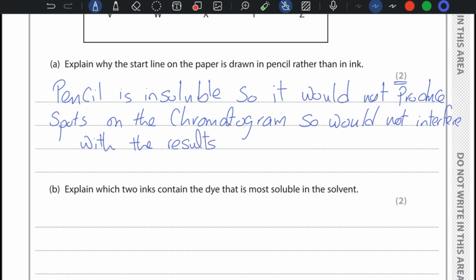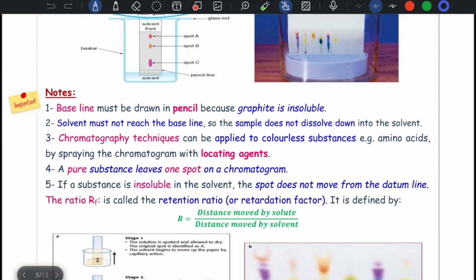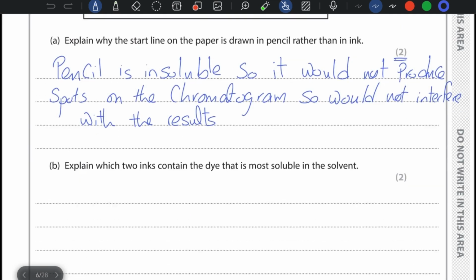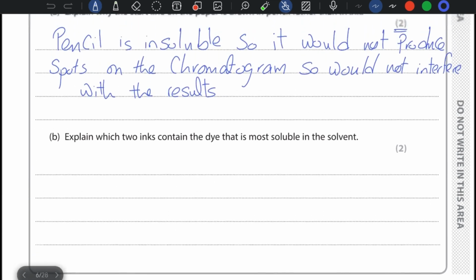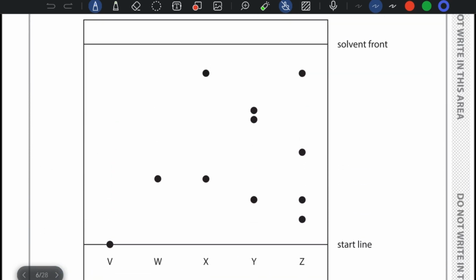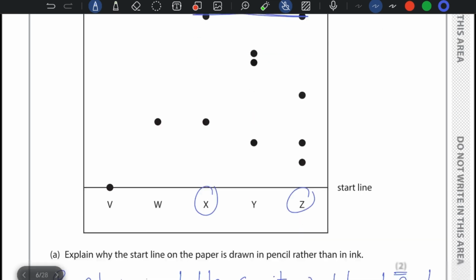Let's check this part from our notes. The baseline must be drawn in pencil because graphite is considered insoluble, so it will not interfere with our results. Next question. Explain which 2 inks contain the dye that is most soluble in the solvent. The most soluble dyes in the solvent are these 2 dyes because they traveled the farthest up the paper. So we are talking about X and Z.